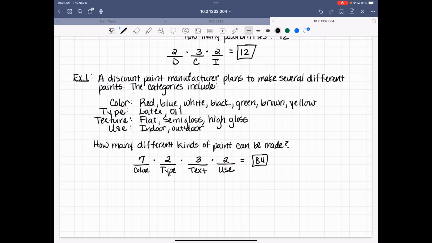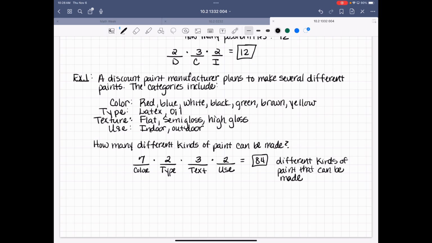So we have 84 different kinds of paint that can be made. You don't have to write that little part there if you don't want to. All I really need is the 84. I write it so you know what we're talking about. Okay? All right, let's try another one.